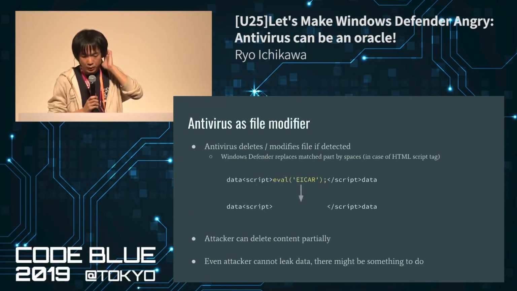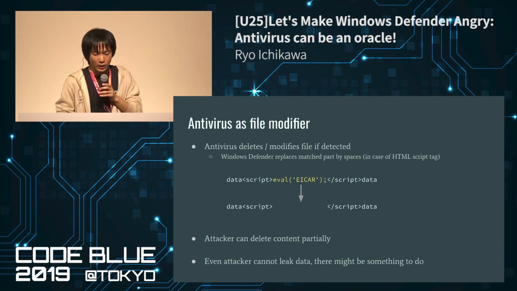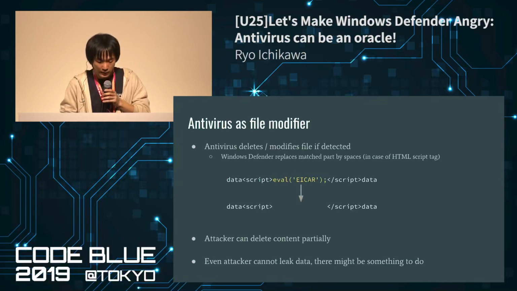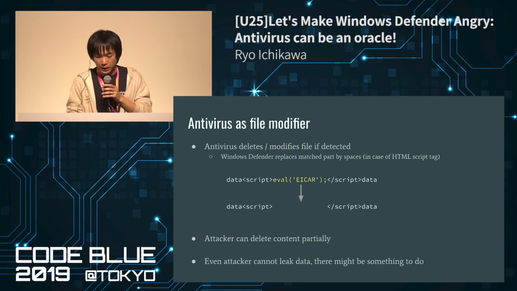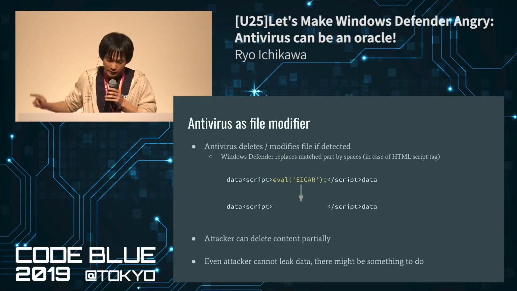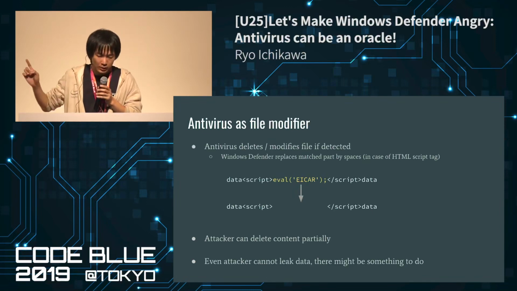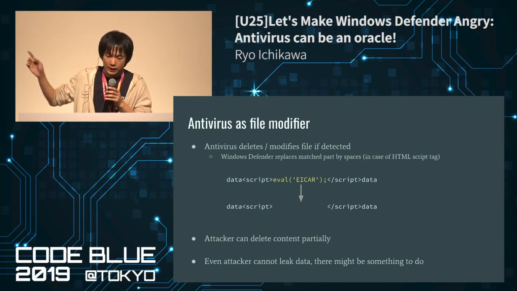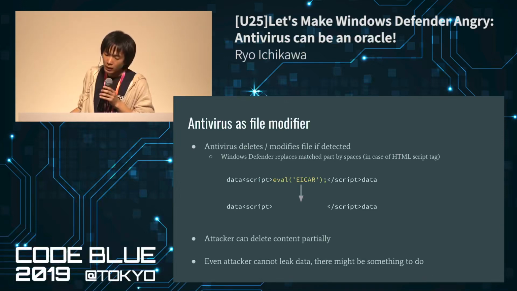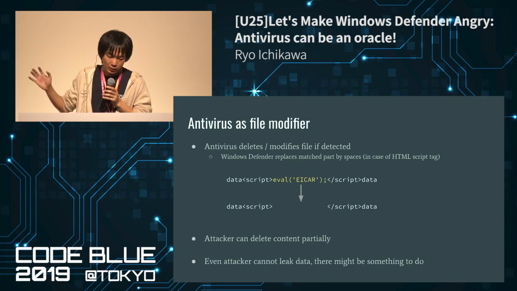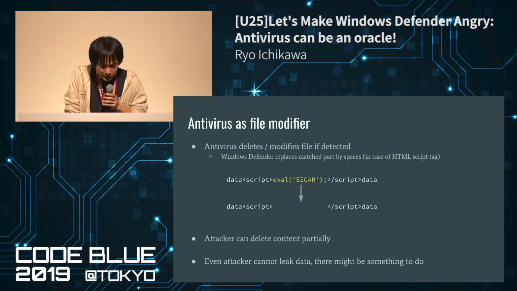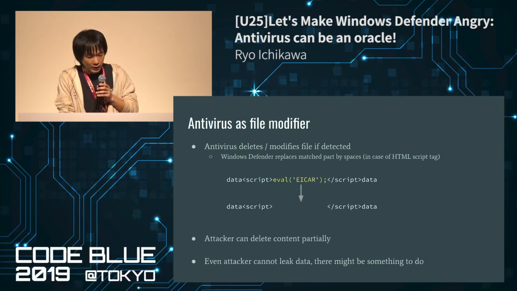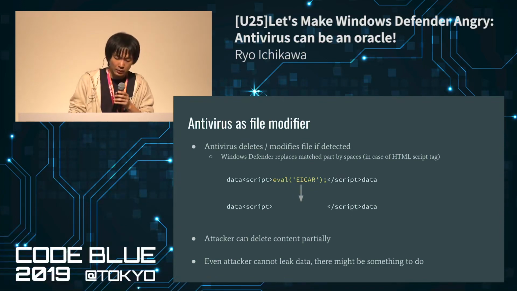Antivirus can be used to modify file contents by using one of its features, neutralization. Windows Defender will replace matched malicious parts with other characters after it detects them, like this. In this case, the eval part between script tags is regarded as malicious data, and it will be replaced by spaces for neutralization to protect the user. So an attacker can delete content partially. Even if an attacker cannot rig data, there might be something to do.